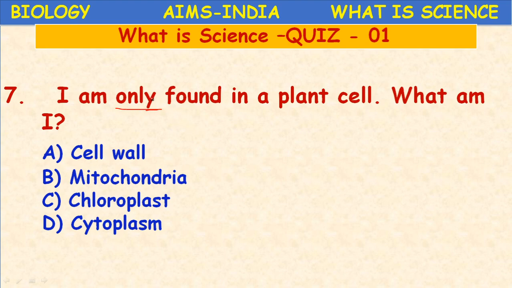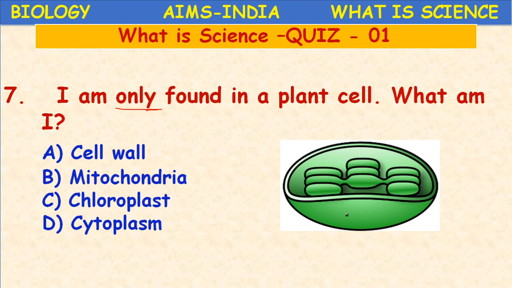I am only found in plant cell. What am I? So here the organelle is also given. What is this organelle? Yes, chloroplast. So the answer is chloroplast. If this diagram, this picture, was not given, then your answer would be cell wall and chloroplast. But as the figure is mentioned in the question, the answer is C, chloroplast.